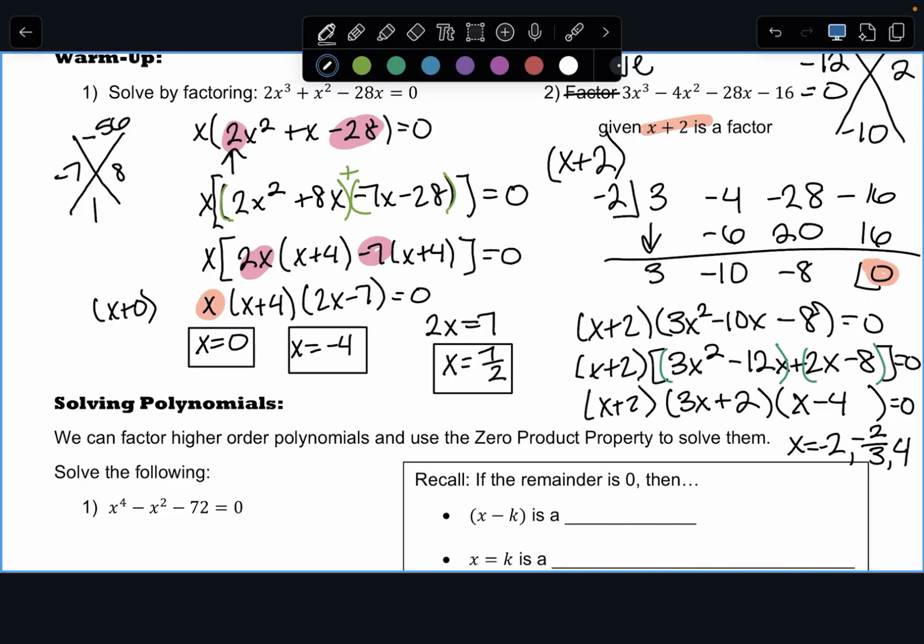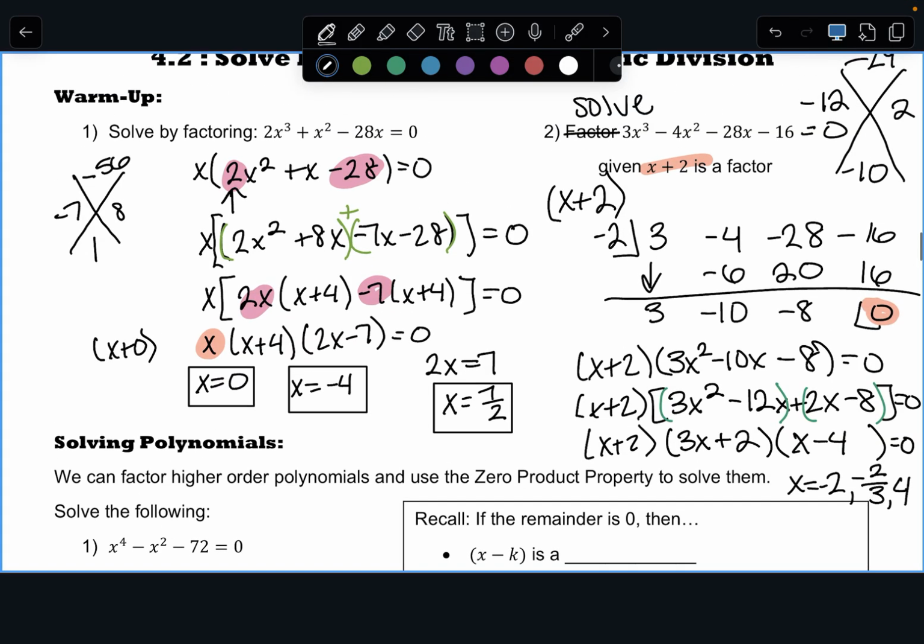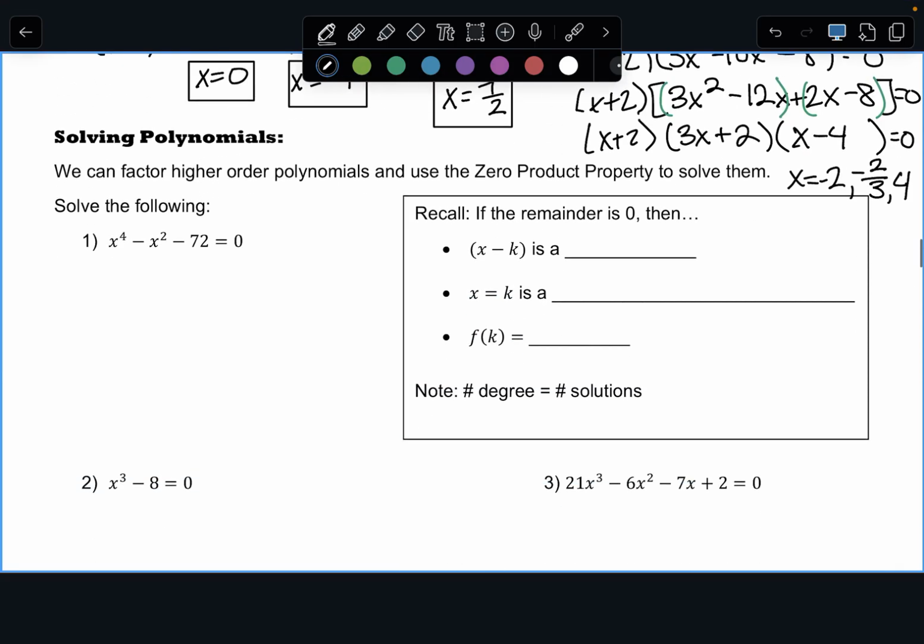Questions on either of those? We're going to do the exact same thing today. Factoring to solve, using synthetic division to solve, and then we're going to add one other piece to it. Okay? Just a few reminders, because I promise you one of you will mess this up on your test.